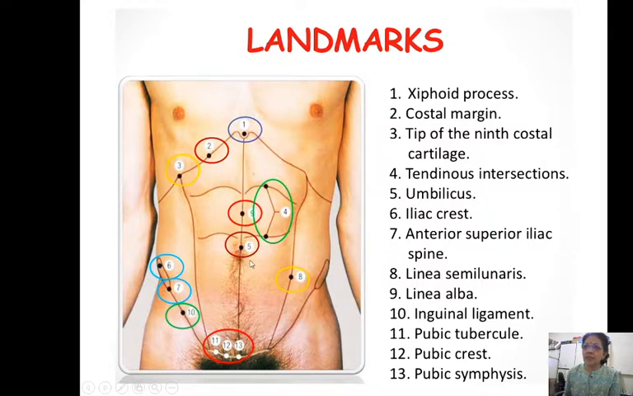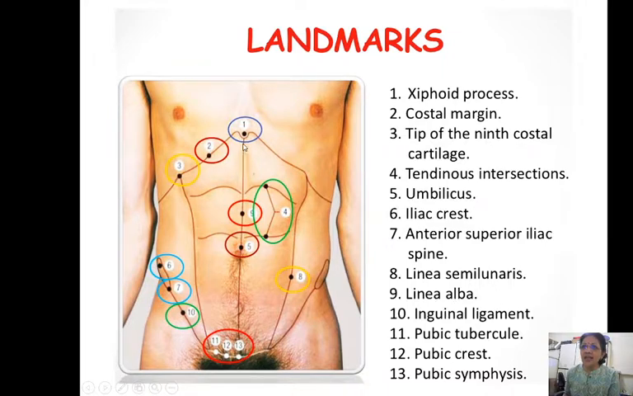Then the umbilicus is a visible and very easy landmark. Iliac crest: you will feel the bone, you can sometimes see the iliac crest. The anterior superior iliac spine is easily visible. 6 is the whole crest and 7 is the spine. Linea semilunaris is the line which is the lateral boundary of the rectus muscle.